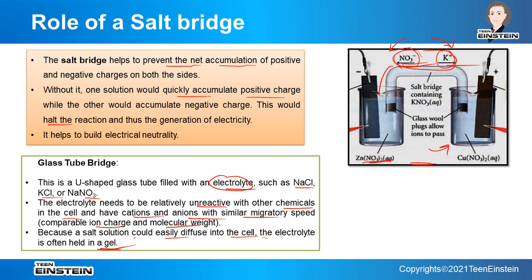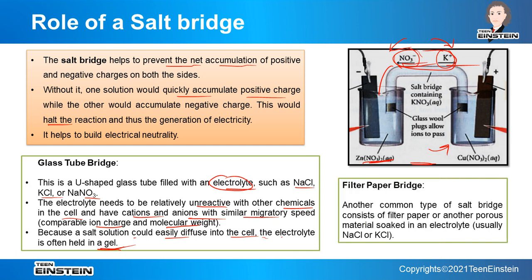It is the most common salt bridge, but there is another type, which is the filter paper bridge. In the filter paper bridge it is very simple actually. Simply there is a filter paper or any other porous material which is soaked in the electrolyte, that is NaCl, KCl, NaNO3, KNO3, all of these. So this is another type of salt bridge. This is type number 1, and this is type number 2.